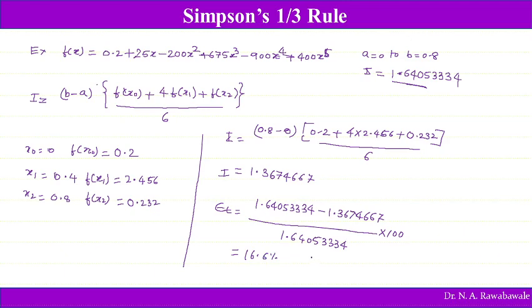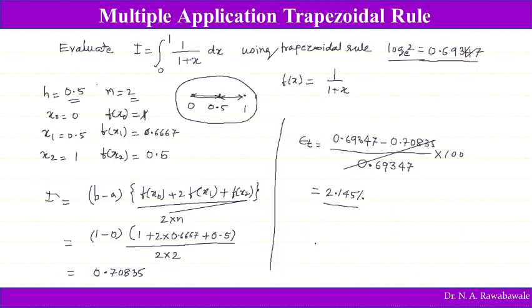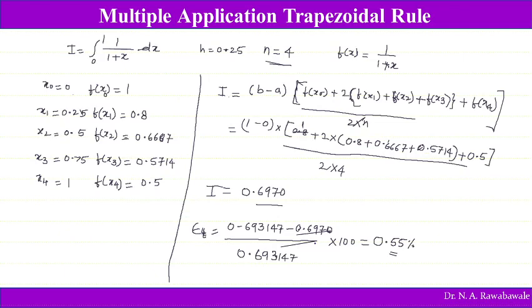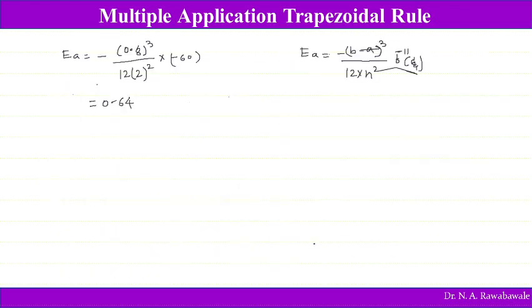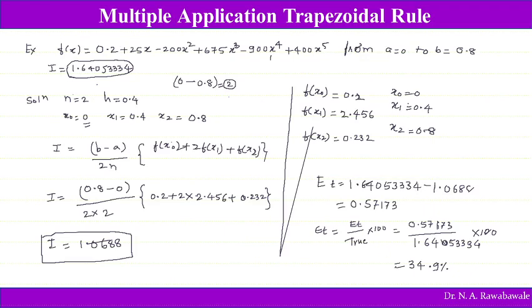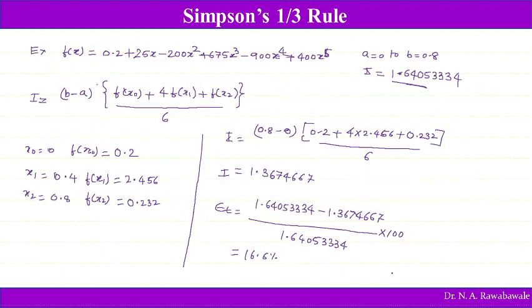So now, if we compare this true error with the previous errors, this was the error using multiple application of the trapezoidal rule, 34%. Now the error which we have obtained is only 16%. In a single step, if we use the trapezoidal rule, the true error is approximately 50%. So this is how we can say the error can be reduced using Simpson's one-third rule.